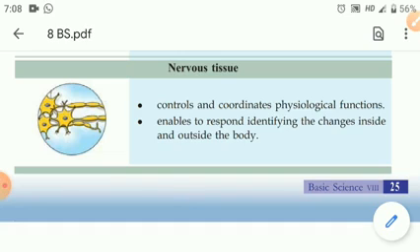Then they enable us to respond to and identify changes inside and outside the body. When you have a feeling of thirst and hunger, it is from inside our body. That stimulus is recognized by the neuron or nerve tissue and informed to the brain, and we can recognize the thirst and hunger.